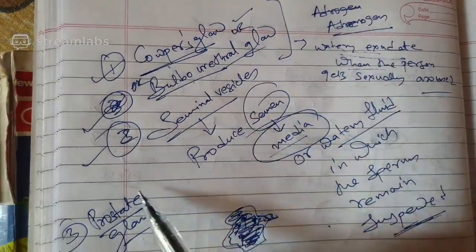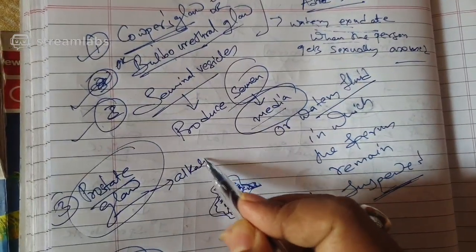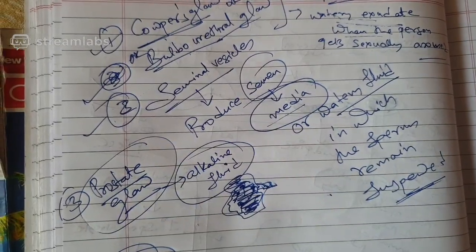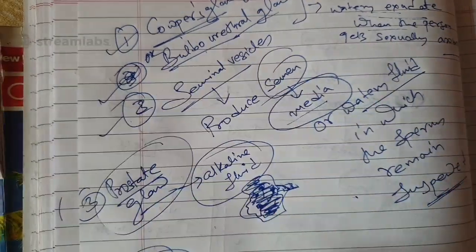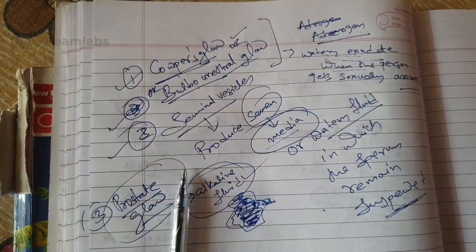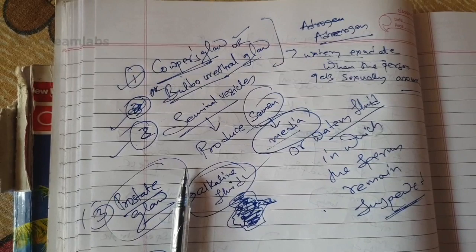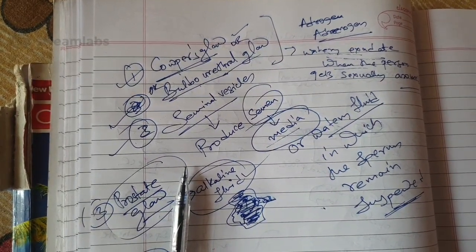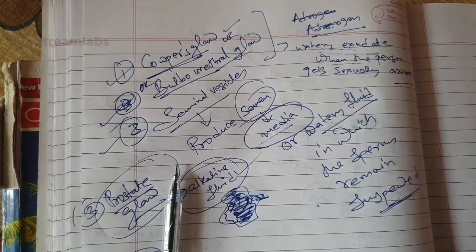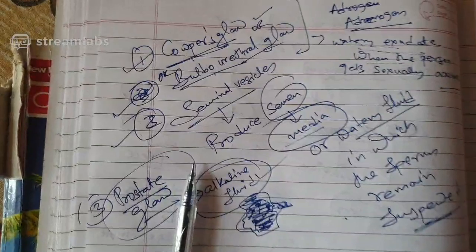And the seminal vesicles, you understand. The prostate gland releases an alkaline fluid. Why? Because the vagina is acidic, so to balance that, it releases an alkaline fluid. Now you will ask why the alkaline fluid is released. To make the sperm alkaline. Then why does the sperm need to be alkaline? Because the vagina is acidic. But why is the vagina acidic?